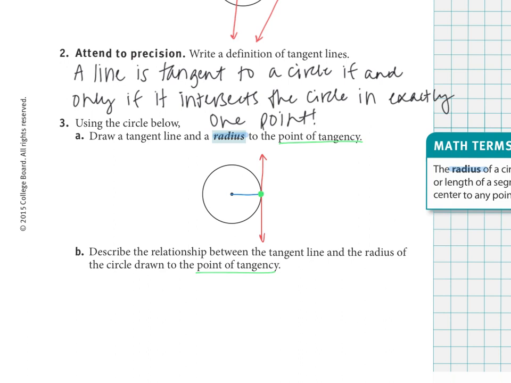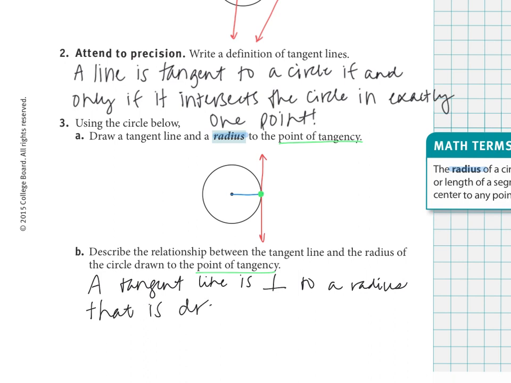That's right. You're going to see that our tangent line is perpendicular to a radius that is drawn to the point of tangency. So we're going to go ahead and write that down. A tangent line is perpendicular to a radius that is drawn to the point of tangency. All right, so we're looking pretty good on what's happening right now.